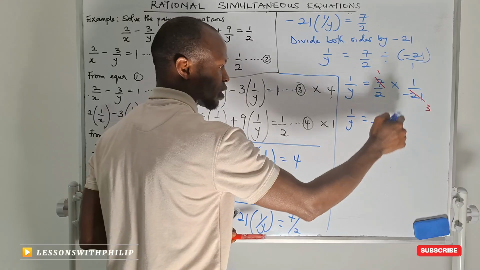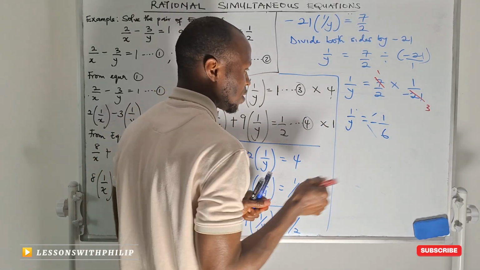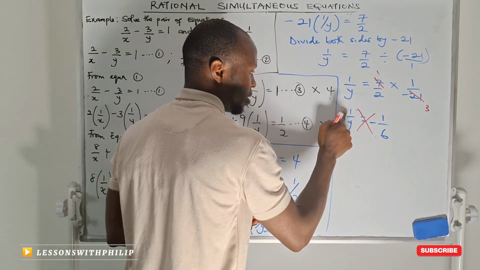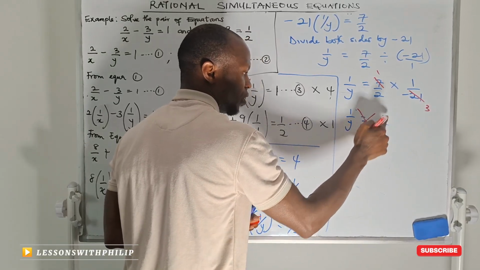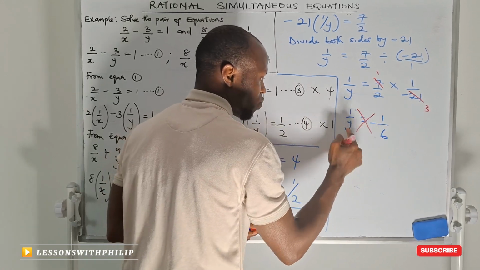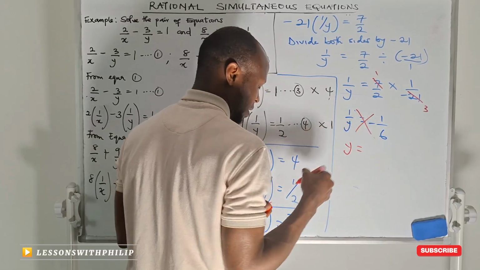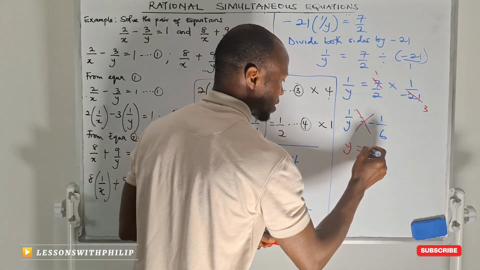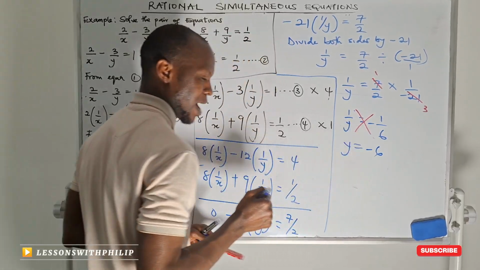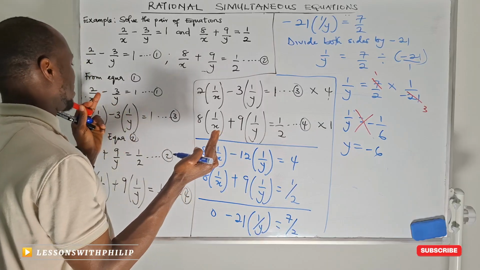So if I cross multiply, numerator will multiply denominator. Numerator will multiply denominator. So we have 1 times 6, y times 1. Y times 1 will be what? Y. 1 times minus 6 will give us minus 6. So my y is equal to minus 6. Do you get it now? So I want to get what? I want to get my x.